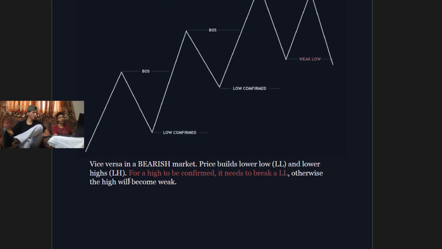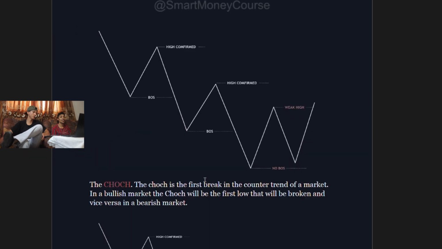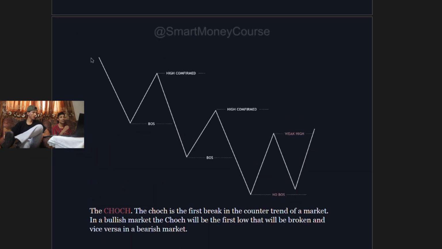So let's go on. Vice versa in a bearish market, price builds lower lows and lower highs. For a high to be confirmed, it needs to break a lower low. Otherwise, the high will become weak. So I think this will be an example. Here we go. You can see lower high, lower low, lower high, lower low, lower high, lower low, and this lower low is weak, because this lower high didn't take out this previous lower high.